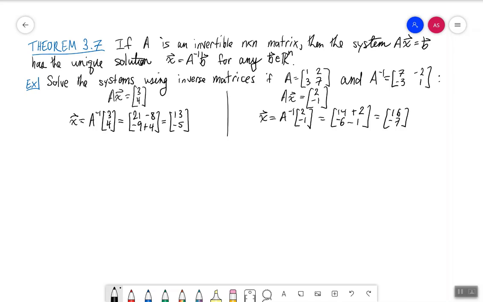And moreover, row reduction works even when the coefficient matrix is not square or invertible. However, the method we just used here can be useful if you need to solve a lot of systems with the same coefficient matrix, but with different B.